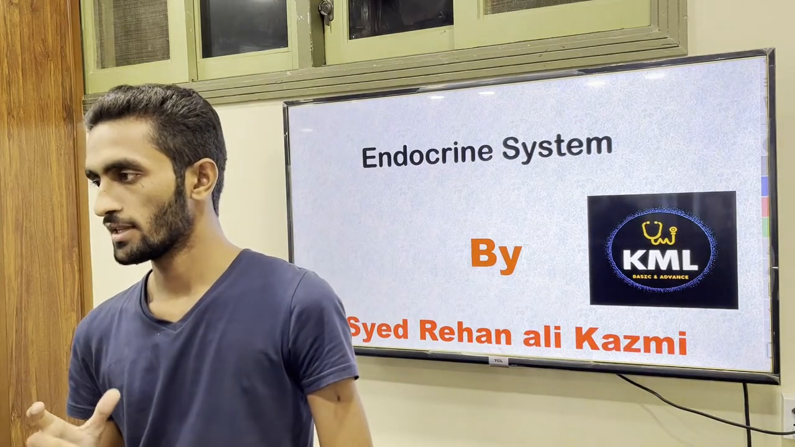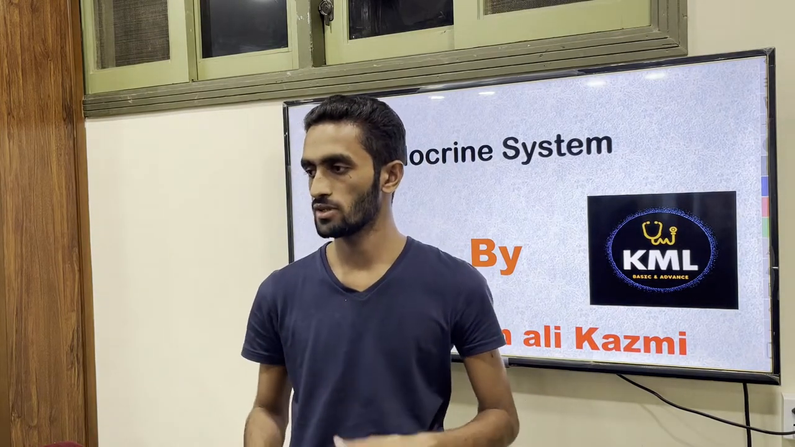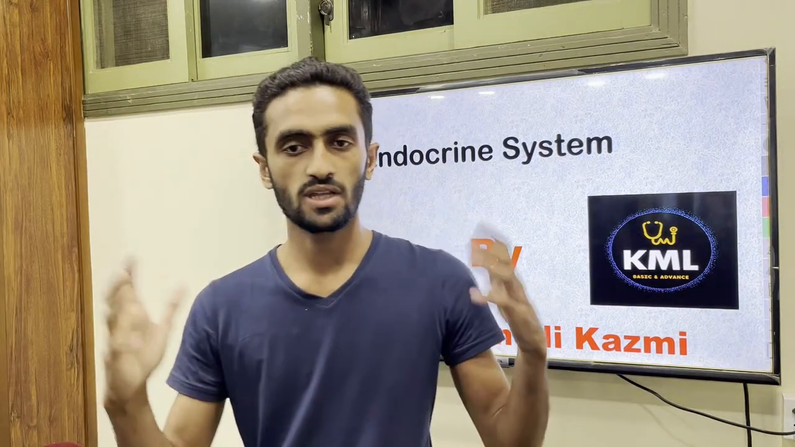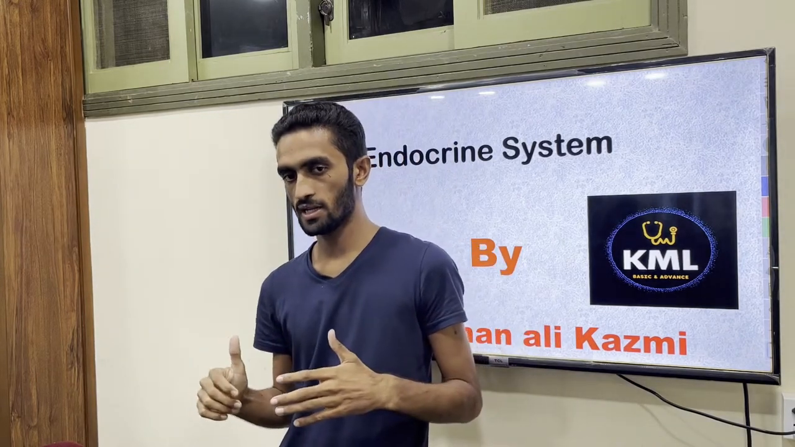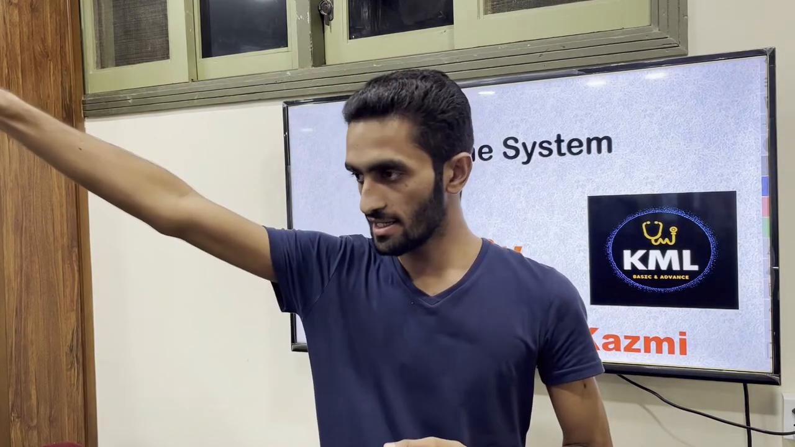Ductless. Ductless, and the exocrine glands have ducts. The system we are discussing releases hormones. There is a gland which secretes the hormone into the blood, and they enter the blood and go to the target. In the exocrine, the target is closer, so they can reach it by the duct. But in the endocrine, they release hormone and their target is away.